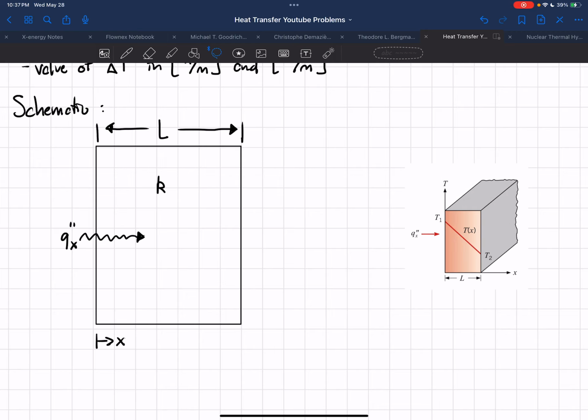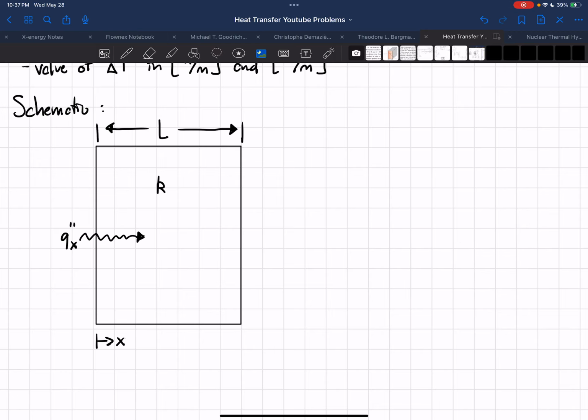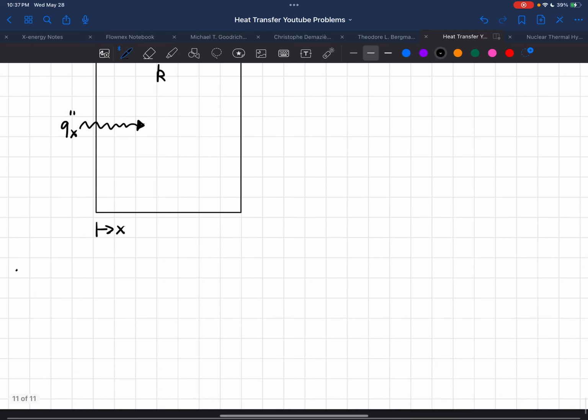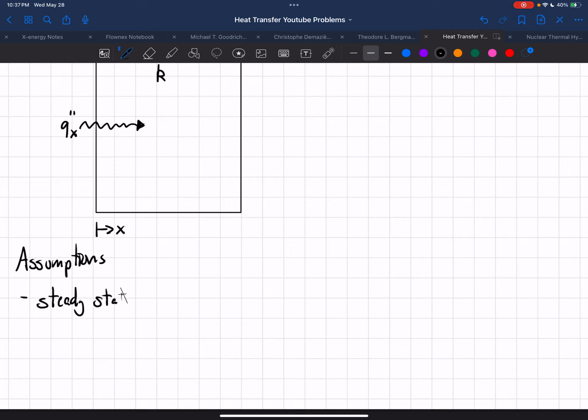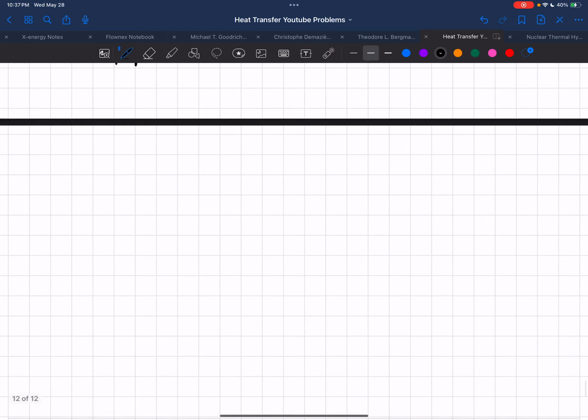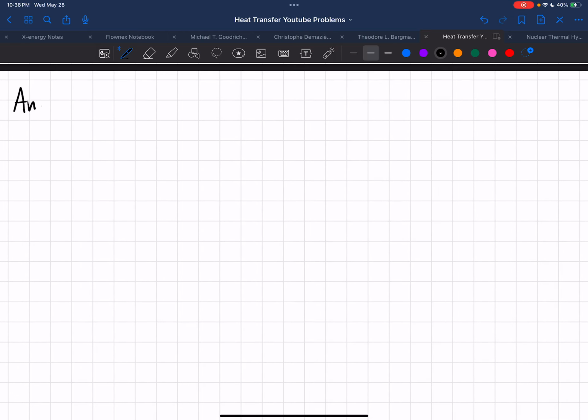I'm going to go ahead and delete the picture here, and we will move on to our assumptions. So number one, it was told to us in the problem, and that is steady state conditions. So steady state. And number two, and we usually have this one, is constant properties. So the thermal conductivity and the length are not going to change. And we can go ahead and go on to our analysis.